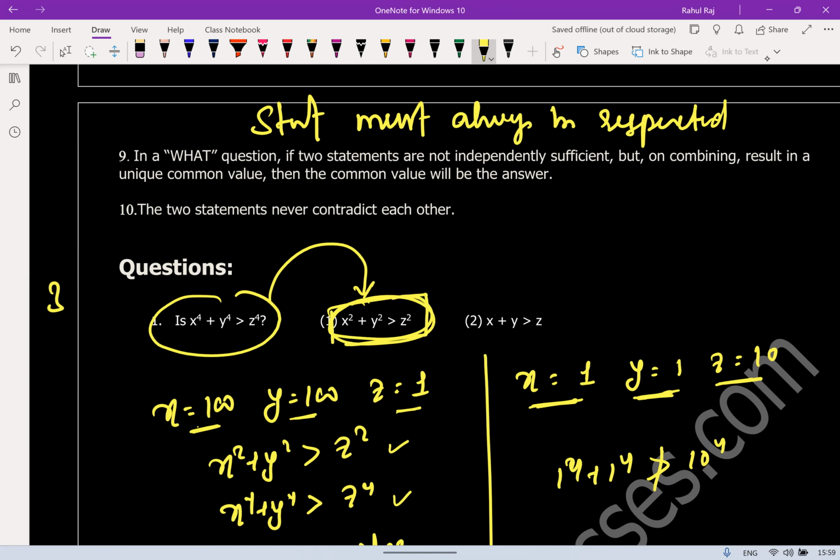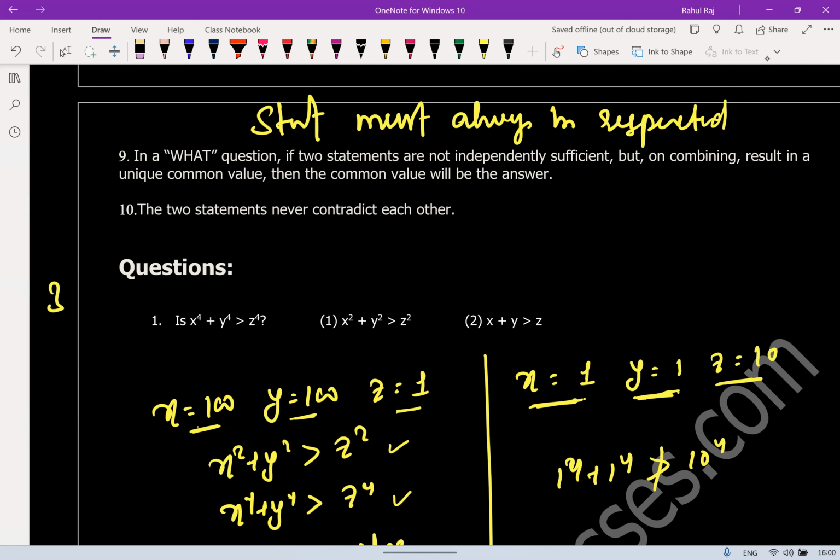Statement number one says x square plus y square is greater than z square. This is given to you. Now, when you know this, can you come to a conclusion that x to the power 4 plus y to the power 4 is greater than z to the power 4? What I have done here is taken x is equal to 1, y is equal to 1, z is equal to 10. Now, technically, these numbers are not satisfying my statement number one. And if it is not satisfying, it means you are doing whatever you wish to do in your life. You are absolutely not following the question at all. Am I making sense, Chaitanya?